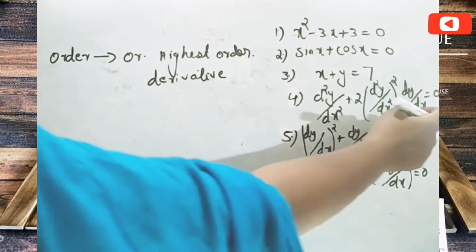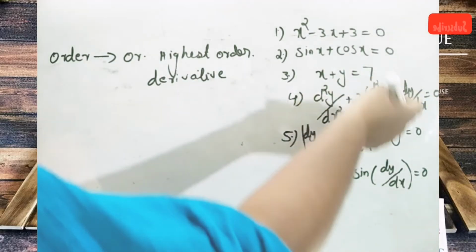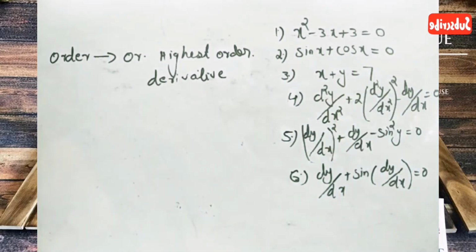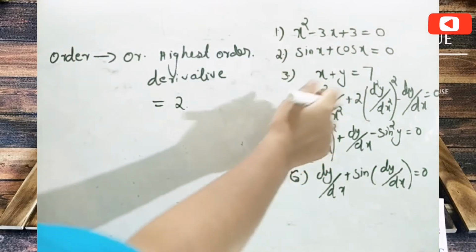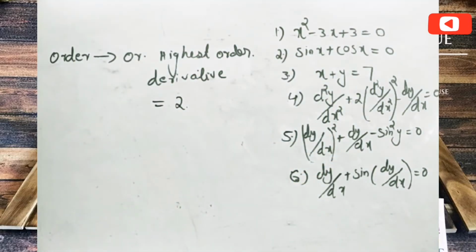dy/dx is a first order derivative. d²y/dx² is a second order derivative. Again d²y/dx² is a second order derivative. So what is the value of the order? What is our highest order derivative? That is the second order derivative, the highest order derivative present in this differential equation. So in the case of the fourth equation, the order is equal to 2, because the highest derivative present in equation number 4 is the second order derivative.